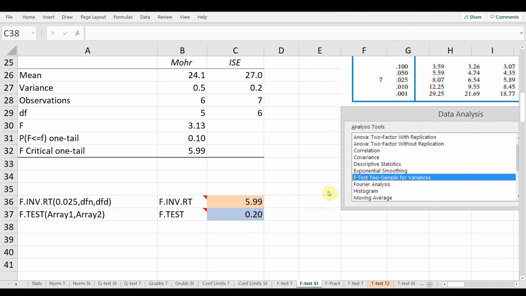So that's it for this lesson. In our next lesson, we will look at tests for comparing sample means.